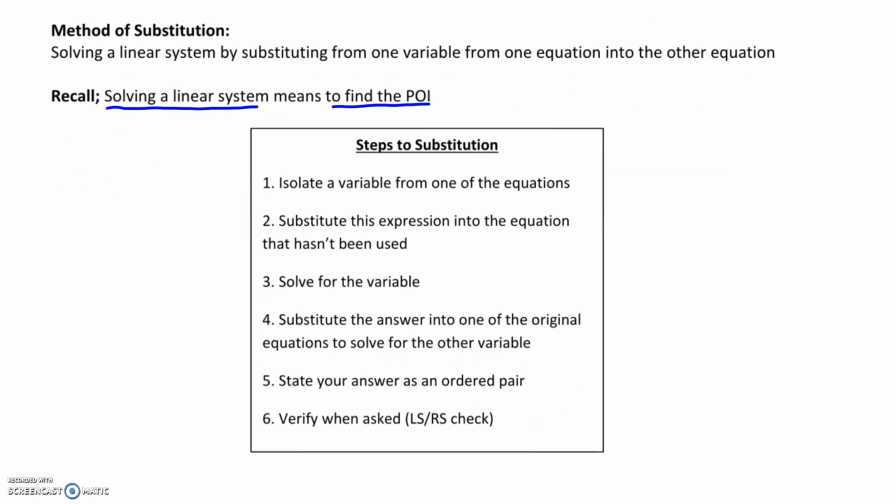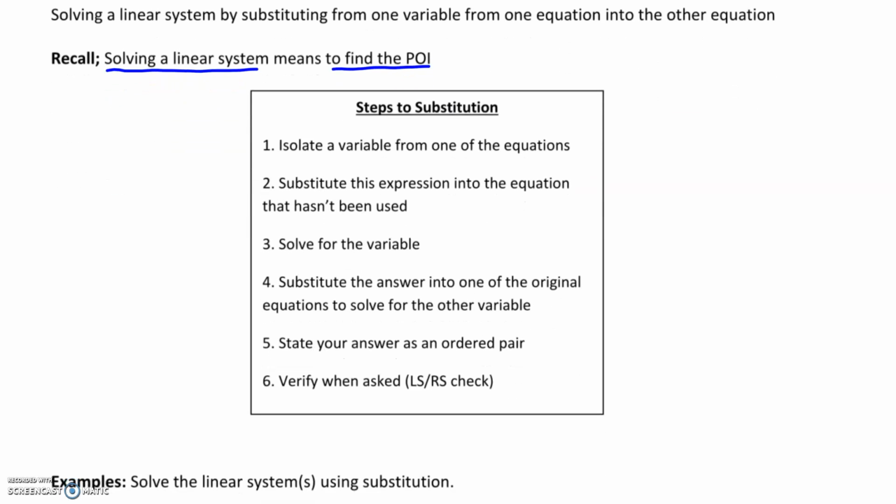Here are the following steps for substitution. We're going to start by isolating a variable from one of the equations, so either x or y. We're going to substitute this expression into the opposite equation that hasn't been used and solve for the resulting variable. We'll then substitute the answer into one of the original equations, and we'll finally state our answers in ordered pair. If asked, we'll do a left side, right side check, just like we did with solving linear systems graphically.